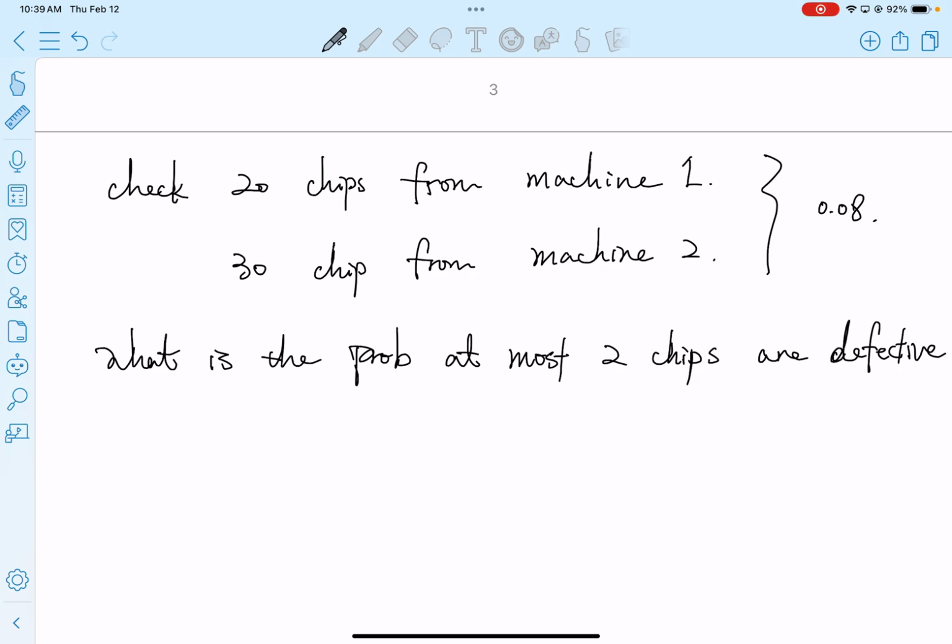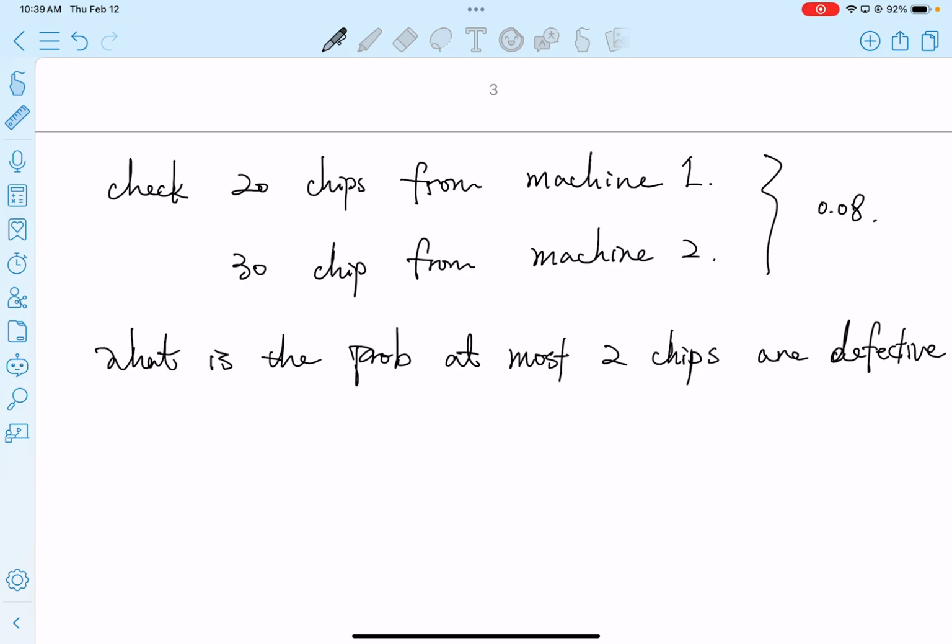Okay. Yeah. So what is your idea on how to handle this? Yeah. We just treat it as a total of 50 because what's important here is the defect rate. Which machine it comes from would only matter if they had different defect rates, but since they're the same, we can functionally treat it as a pool of 50 rather than 2 pools. Yeah, exactly. And thanks for the answer.